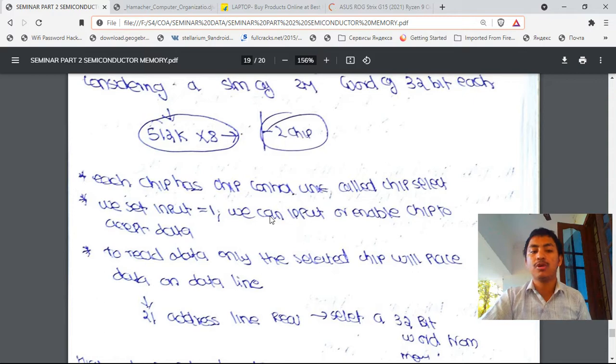And in that particular scenario we can input the data or enable the chip to accept the data. In case of reading the data, there will be a selecting mechanism. We will select the chip using chip select. Chip select is another topic, we will discuss it. This chip select will select a particular chip. There will be 4 chips.